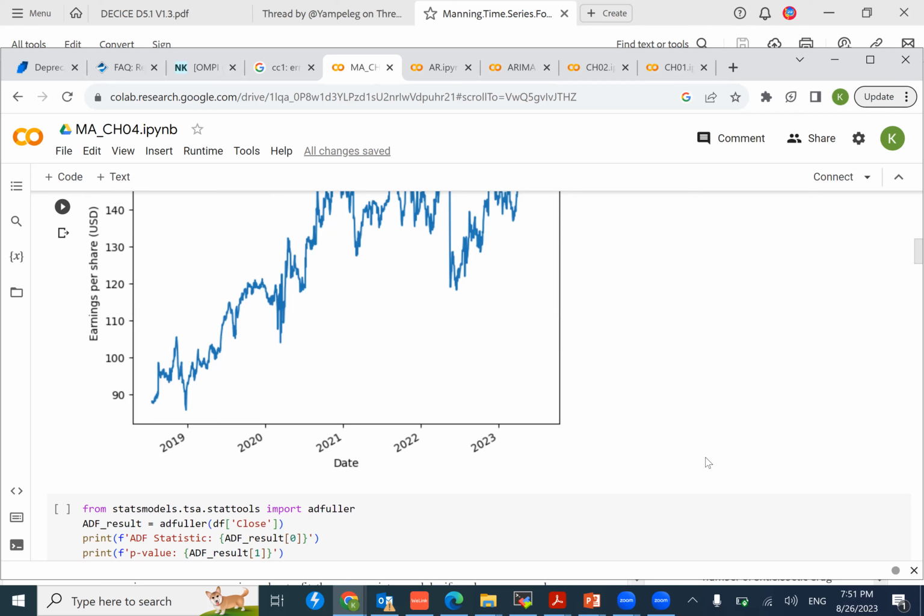So I'm trying to define a term called stationary. Only when the time series data is stationary will your prediction have very good accuracy. Okay, that is the simple logic.